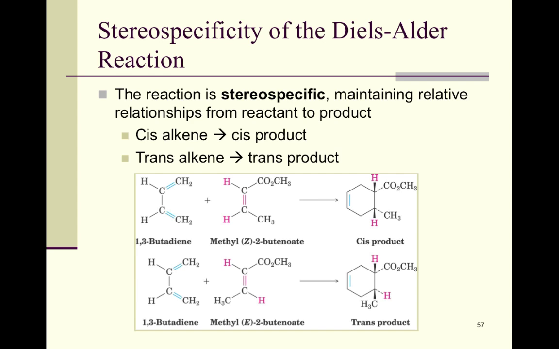Stereospecificity of the Diels-Alder reaction. The reaction is stereospecific, maintaining relative relationship from reactant to product. When you start off with a cis-alkene, you get a cis product. Trans-alkene gives you a trans product. Here's a couple of examples of that. Remember, here's our diene, and this is our alkene. When the alkene is cis, you get a cis product. When the alkene is trans, you get a trans product.